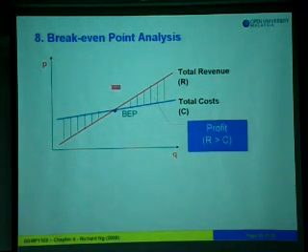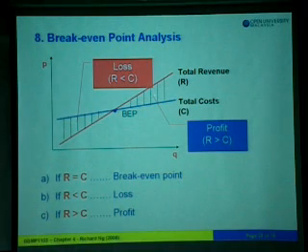Let's look at the graph again. In this shaded area, we notice that the revenue is higher than the cost. We have the red line on top of the blue line, so the company will experience a profit because revenue is greater than cost. Whereas in the initial stage, the total cost is always higher than the revenue, so when R is less than C, the company will experience a loss.